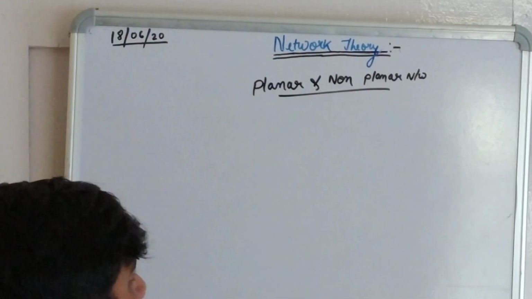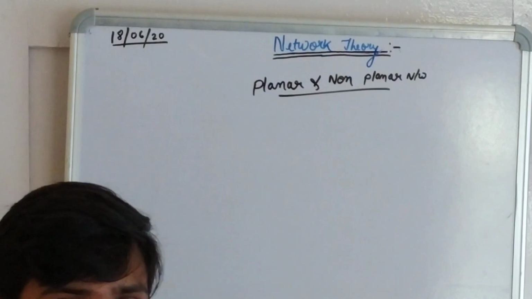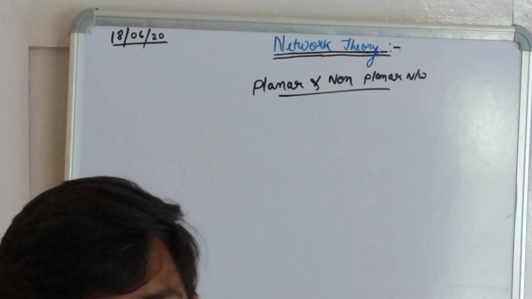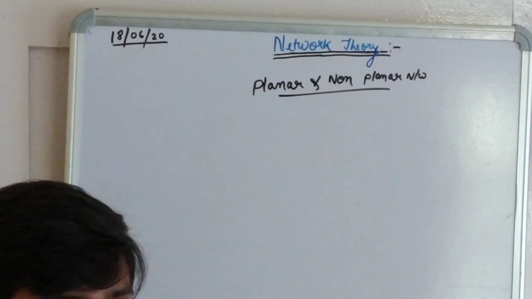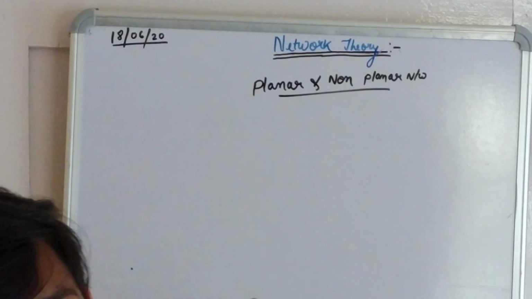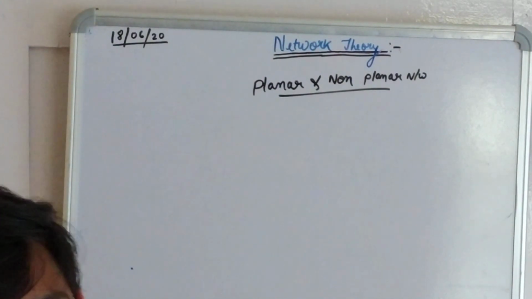Now, a planar network is one where, if any 3D structure can be drawn in a 2D plane without any overlappings, then it will be said to be a planar structure. What I said is that if any 3D structure can be drawn in a 2D plane without any overlappings, then it will be said to be a planar network.